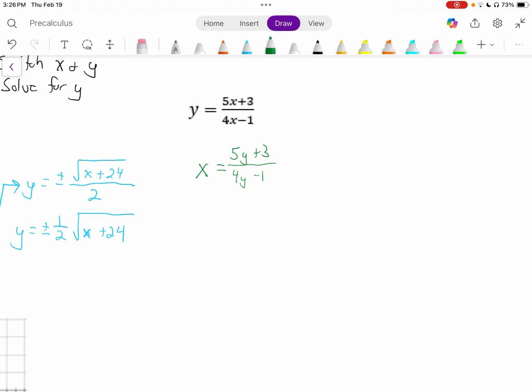And so we want to solve for y. Well, we have two y's there. And so this is probably somewhat new to us. So what we want to do is let's get rid of this denominator. So we can do that by multiplying both sides by the denominator.